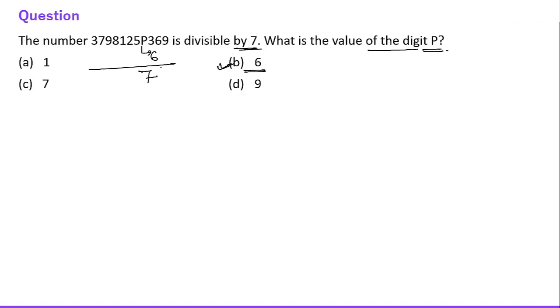So here, just check the options. Put the options and divide by 7 if you have time. If you don't have time, you may leave this question, right? So just put in all the options and divide by 7. All right, everyone. The correct answer is choice B. B option is the right choice. Fine. Okay, now let's move to the other question.